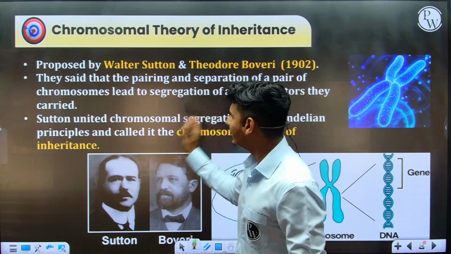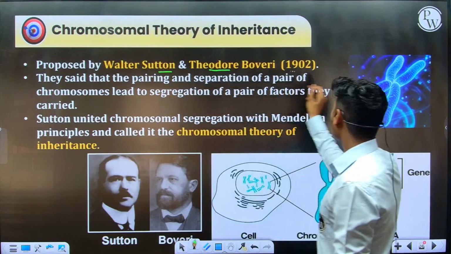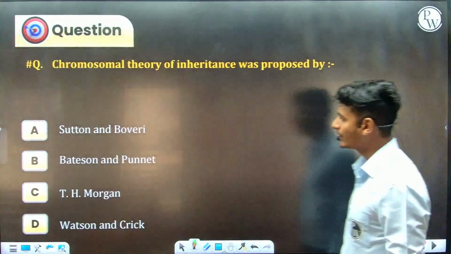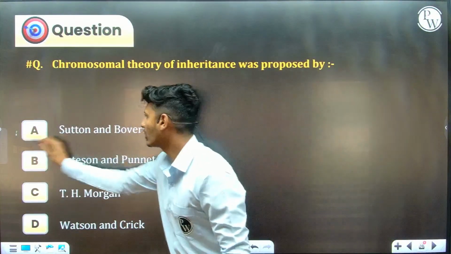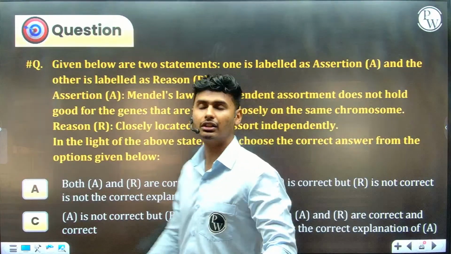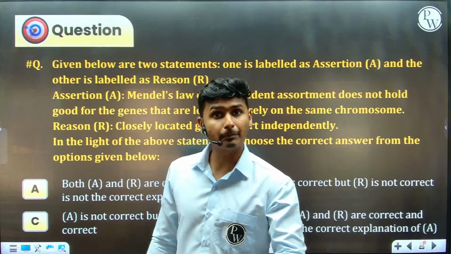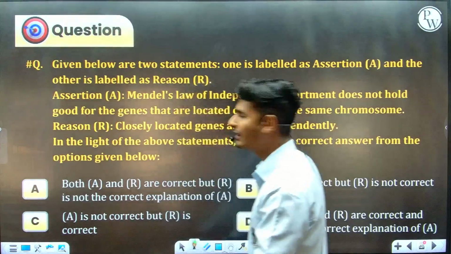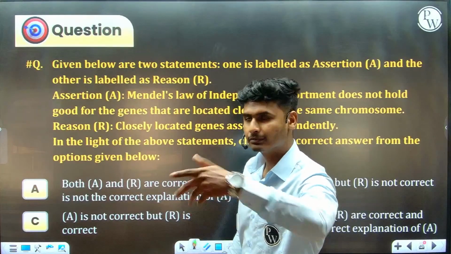The chromosomal theory of inheritance was given by Walter Sutton and Boveri in 1902, and it was proven by Morgan. If they ask who gave the experimental proof of the chromosomal theory of inheritance, then T.H. Morgan is the correct answer. Given by Sutton and Boveri, proved by T.H. Morgan.